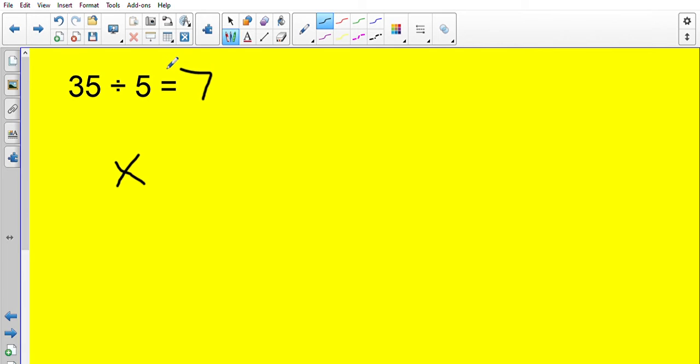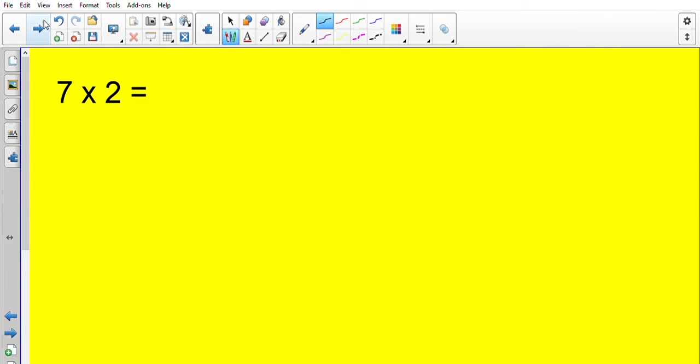So 7 times 5. Let's count 7 lots of 5 and check to make sure that we're going to get that answer 35. So I'm going to get my 7 fingers ready to help me and do 7 times 5. 5, 10, 15, 20, 25, 30, 35. Brilliant. So we've worked out the answer and then we've checked it using the inverse.